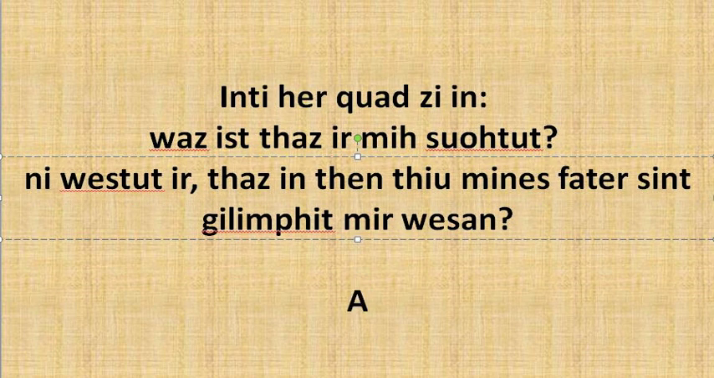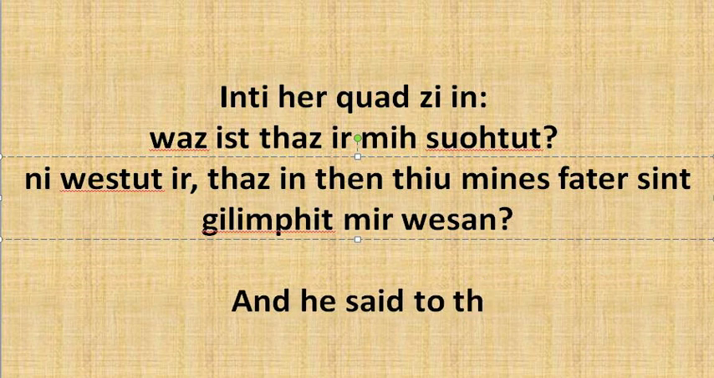Inti is "and," so we have a conjunction there, and "her" is "he." It's related to the modern pronoun "er" in German, like "er ist." So "her ist" would be the Old East Frankish version of that. So "and he quad said, sie said to ihn." So "ihn" is plural dative. So to them, he said to them.